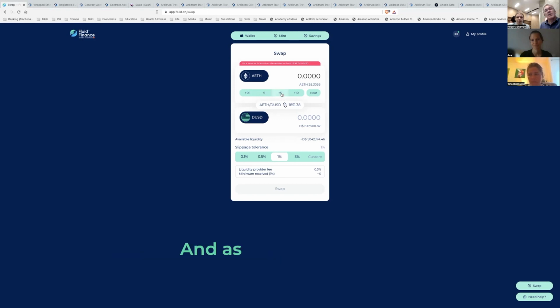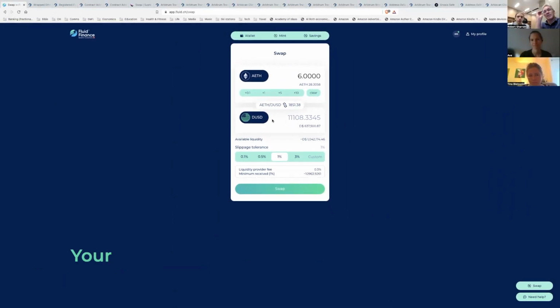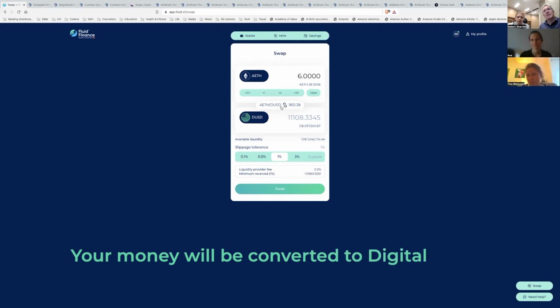As it usually goes, you specify the amount. You can click on these beautiful buttons. Your money will be converted to digital dollar.